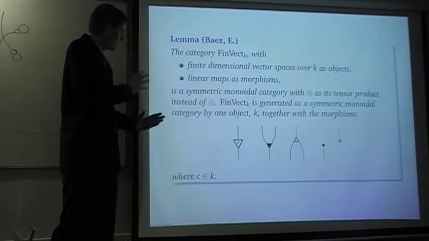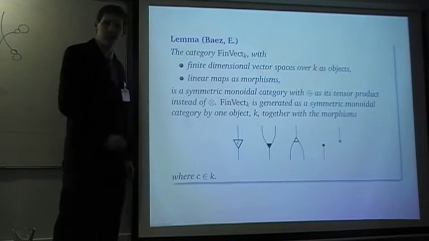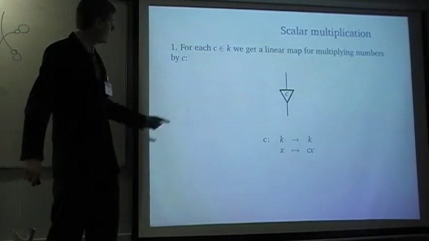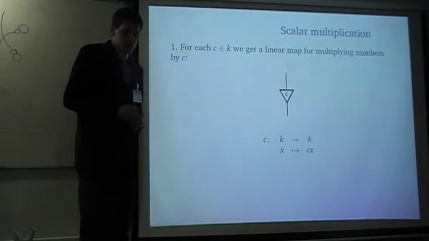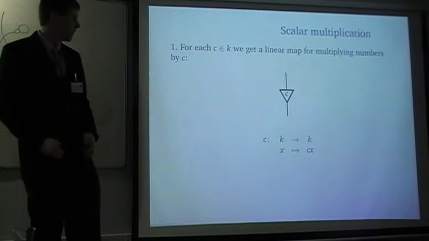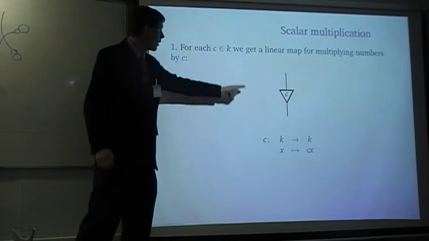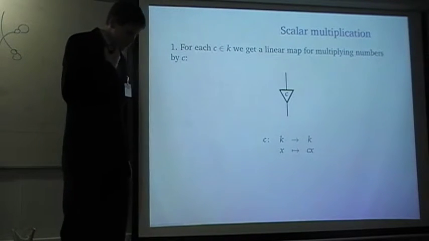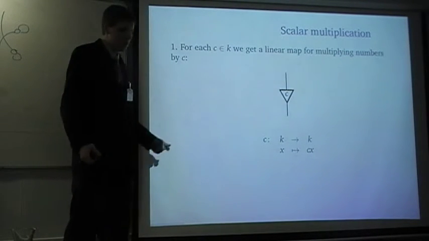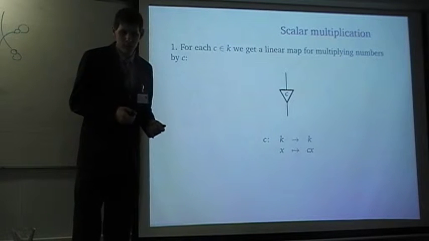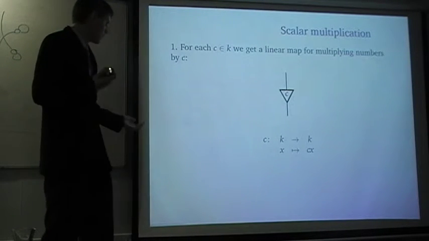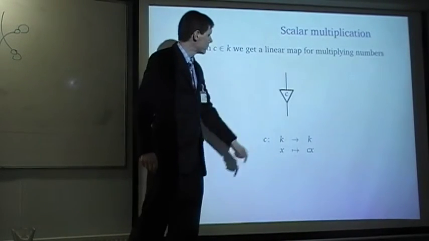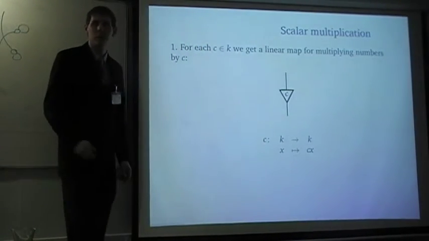So let me describe each one of these pieces in turn. So this guy right here, the multiplication by some element of our field, is going to just multiply our input and get an output. So, for instance, if we just put in some kind of number up here, then we multiply by some other number, and we get another number as our output.